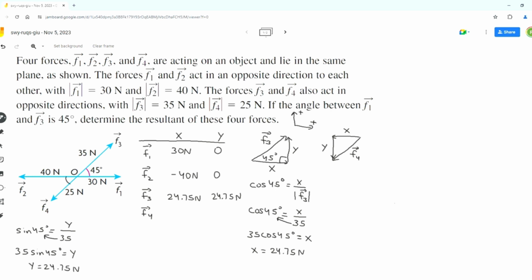This black angle here will be equal to 45 degrees because this angle and the given 45-degree angle are opposite angles. So we can show that in our vector triangle. And now we can use SOHCAHTOA because this is a right angle triangle. For the x component, we'll use the cos ratio, and the magnitude of F4 is equal to 25.